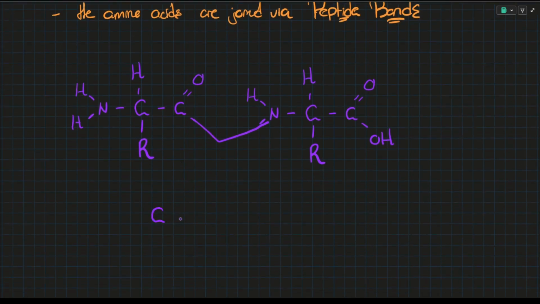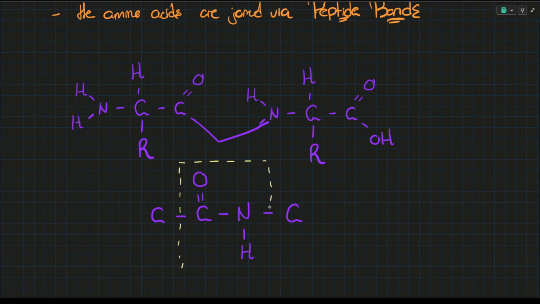I'll just draw that part only. C double bond O, and then you take the N and you can place it like this. It's only one NH, and then it's back to this carbon. That there is your overall peptide bond.